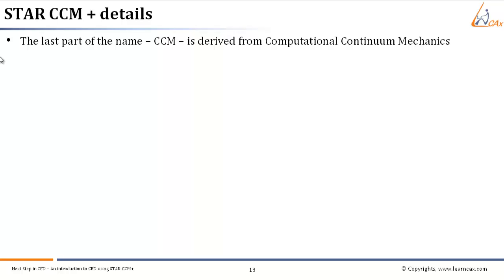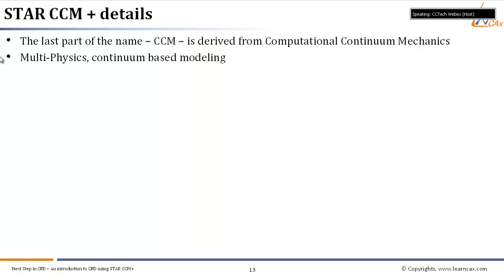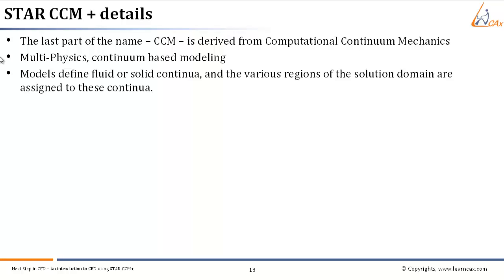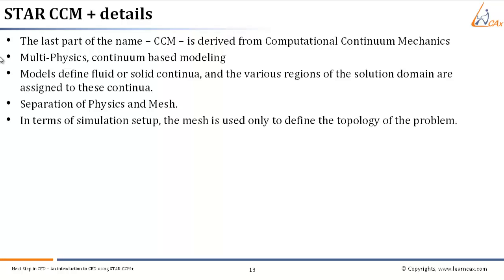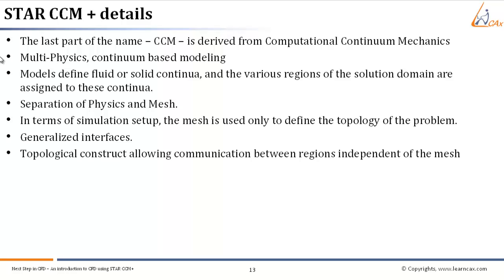The last part of the name, that is CCM, is derived from computational continuum mechanics, and the software is based on multi-physics, that is, continuum-based modeling. The models are defined for fluid or solid continua, and there are various regions of the solution domain which are assigned to these continua. The software basically keeps a separation between physics and mesh, and in terms of simulation setup, the mesh is used only to define the topology of the problem. And there are generalized interfaces connecting different domains, and the topological construction order allows communication between different regions independent of the mesh.